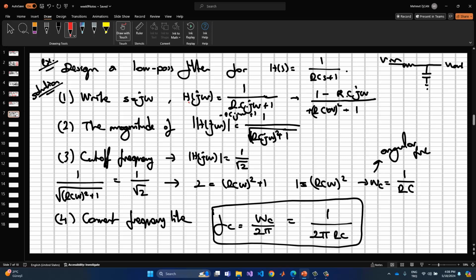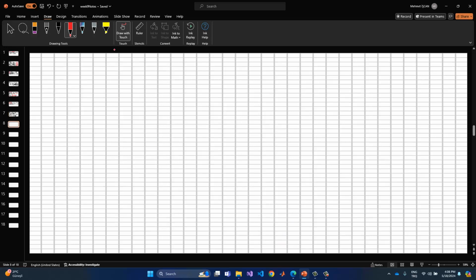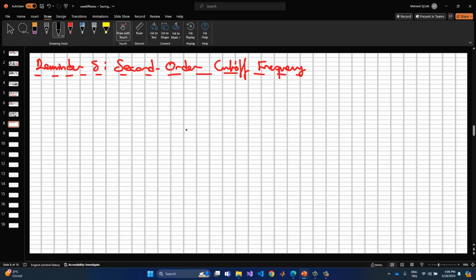In the previous lesson, we talked about the first order low-pass filter design in the continuous time domain. But in reality, we need to design a second order system to get more precise results of the filter. It's important. Second order cutoff frequency. So, what's the meaning of the second order in here?